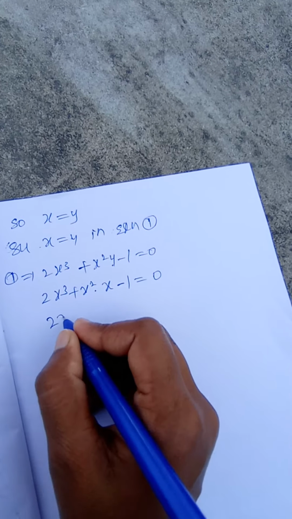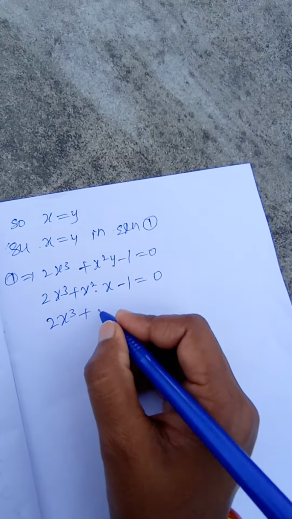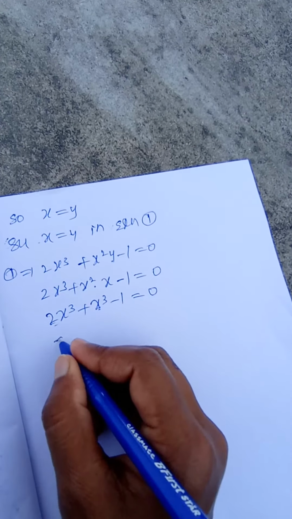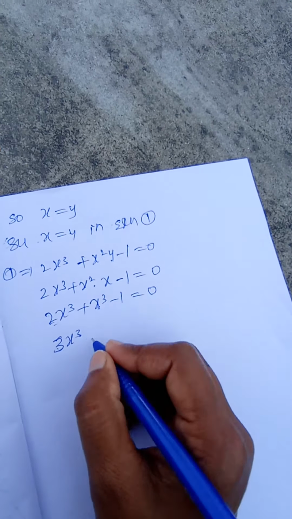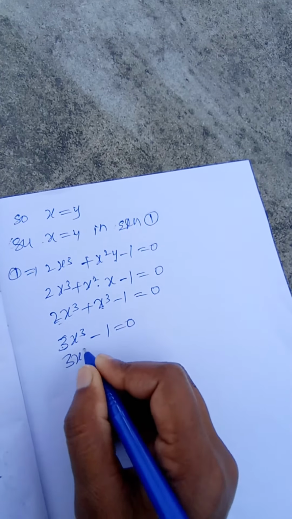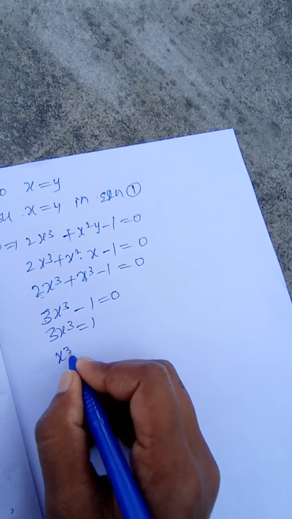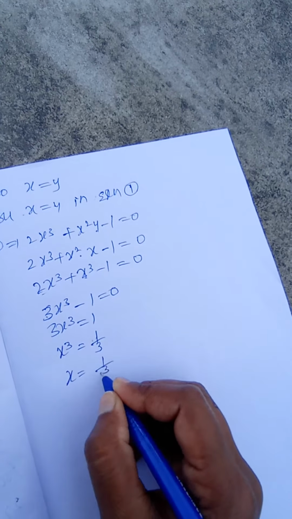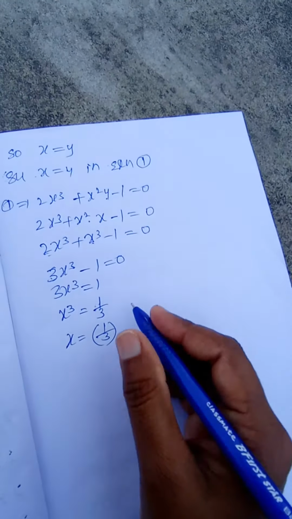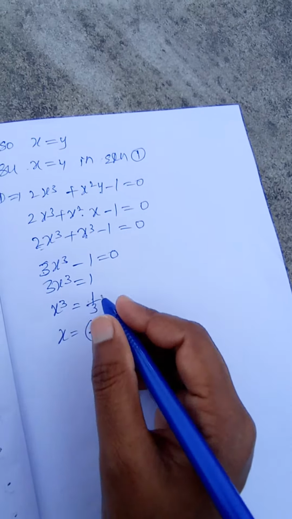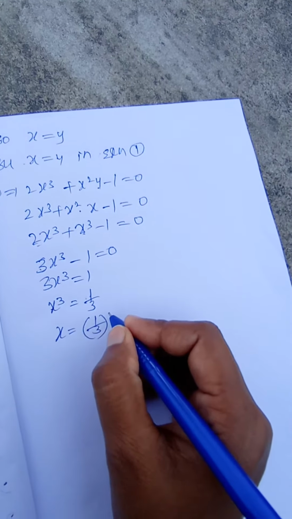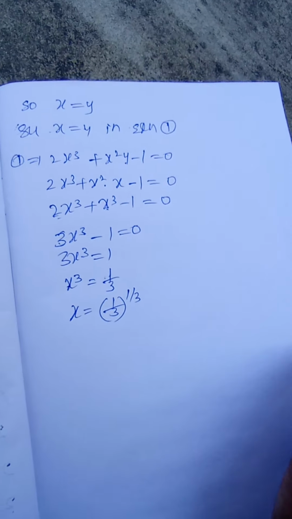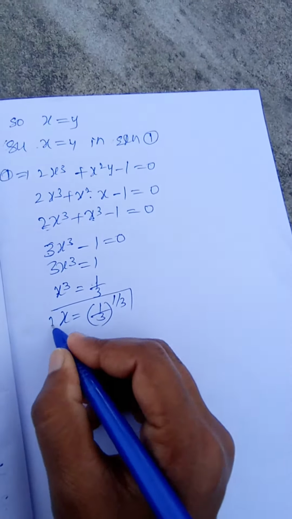This is 2x cube plus x square into x, that is x cube, minus 1 equal to 0. These are similar terms, so add these two terms: 3x cube minus 1 equal to 0. 3x cube equals 1. So x cube equals 1 by 3. Taking the cube to the right hand side, x equals 1 by 3 whole to the power of 1 by 3.